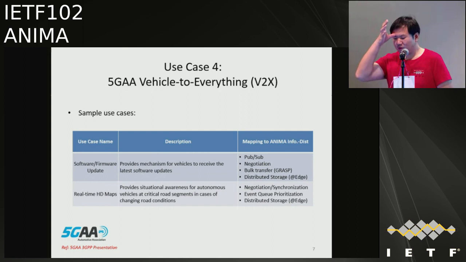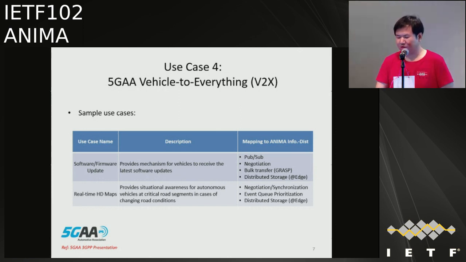Next, please. These are some multiple requirements from the vehicle to everything scenario. For example, the firmware update. It is also not acceptable that all the vehicles connect to a single server or in the cloud to get the newest firmware. So this firmware needs to be stored in a distributed way in different edges. And it also needs some subscription for when the newest firmware is available. And the real-time HD maps follow similar logic.